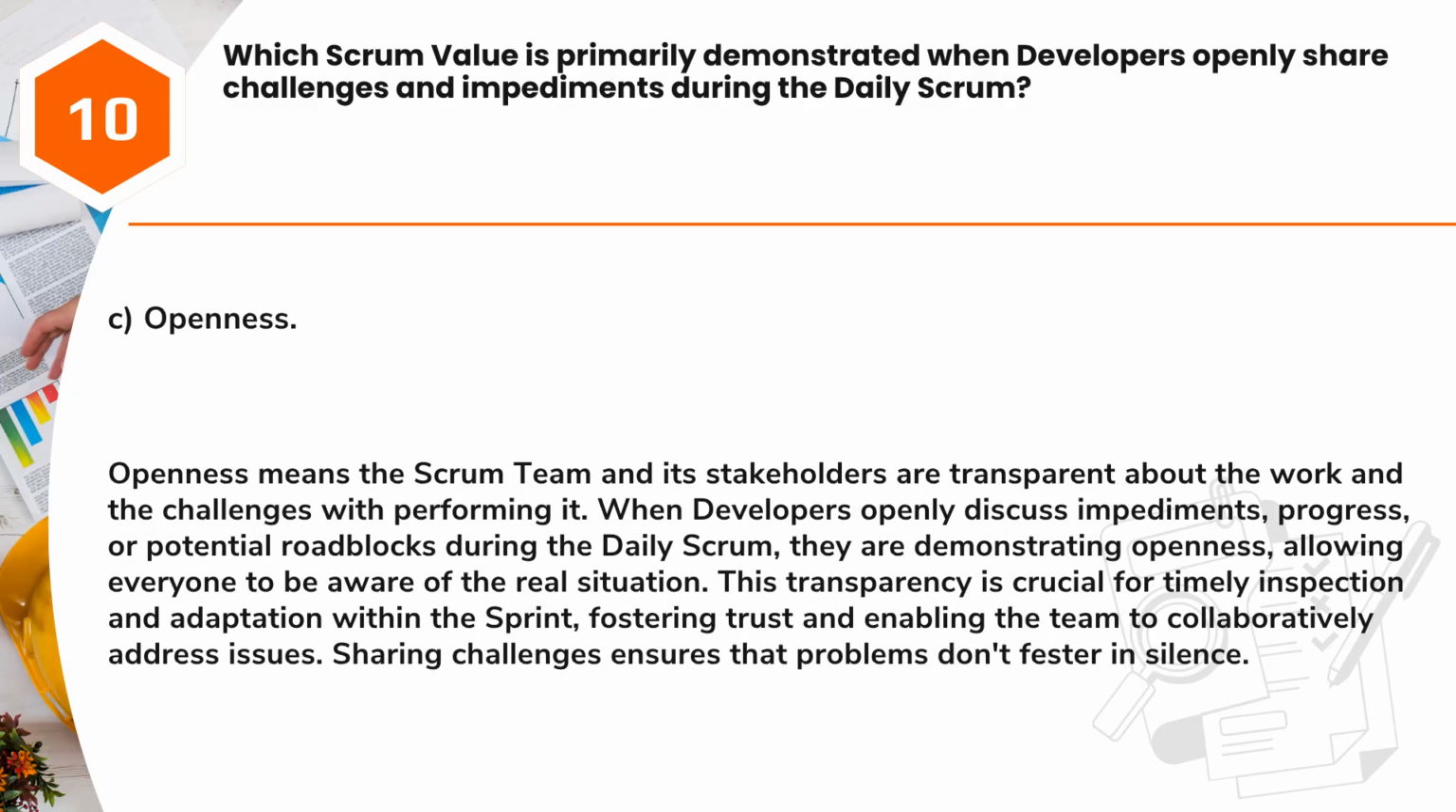Answer, C. Openness. Openness means the Scrum team and its stakeholders are transparent about the work and the challenges with performing it. When developers openly discuss impediments, progress, or potential roadblocks during the daily Scrum, they are demonstrating openness, allowing everyone to be aware of the real situation. This transparency is crucial for timely inspection and adaptation within the sprint, fostering trust and enabling the team to collaboratively address issues. Sharing challenges ensures that problems don't fester in silence.